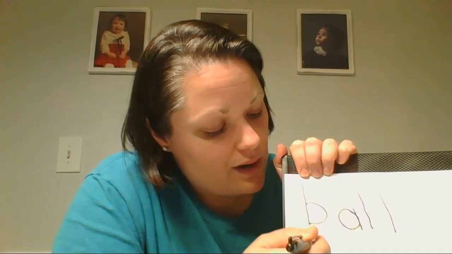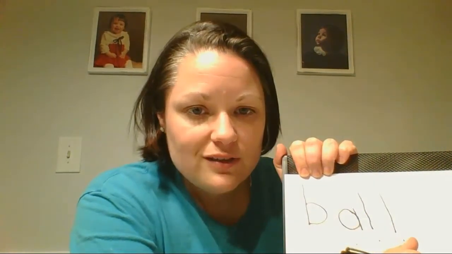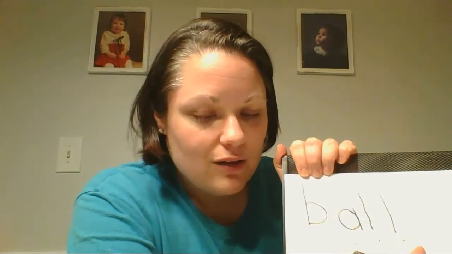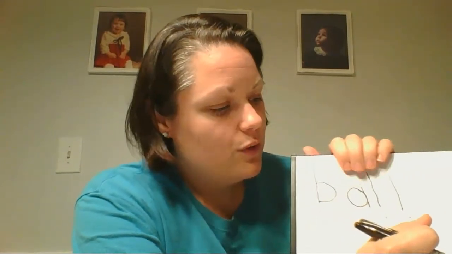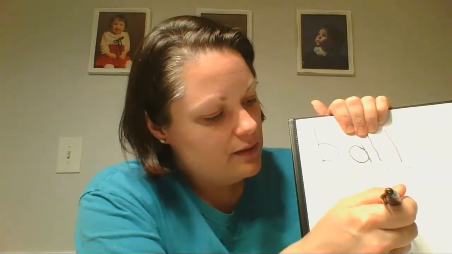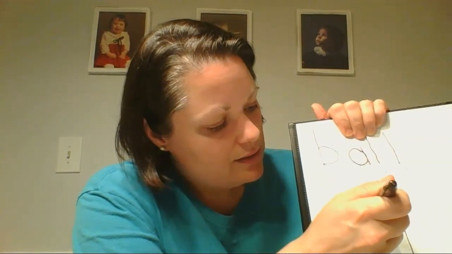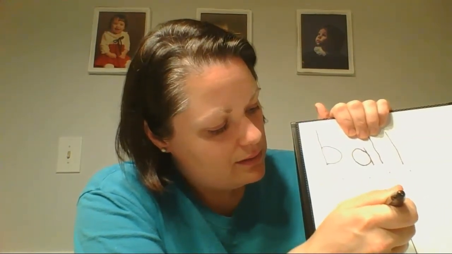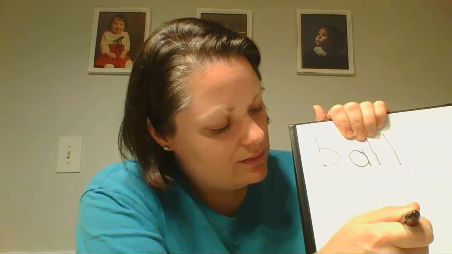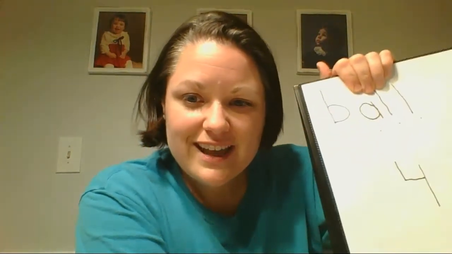Let's count how many letters there are all together. 1, 2, 3, 4. Four letters in the word ball. Let's write the number 4. Big line down. Hop to the top. Little line down. Little line across. That's the number 4.